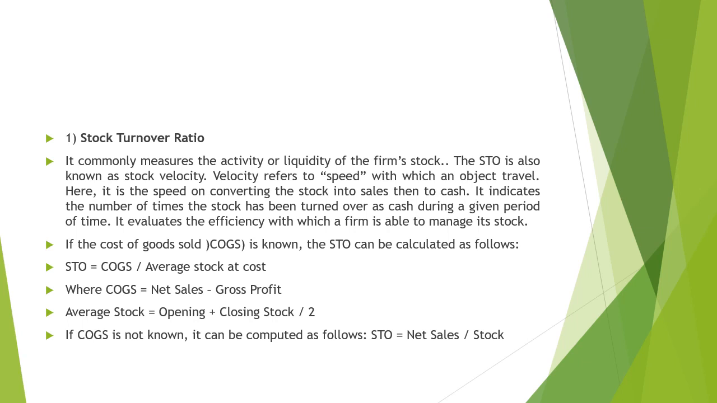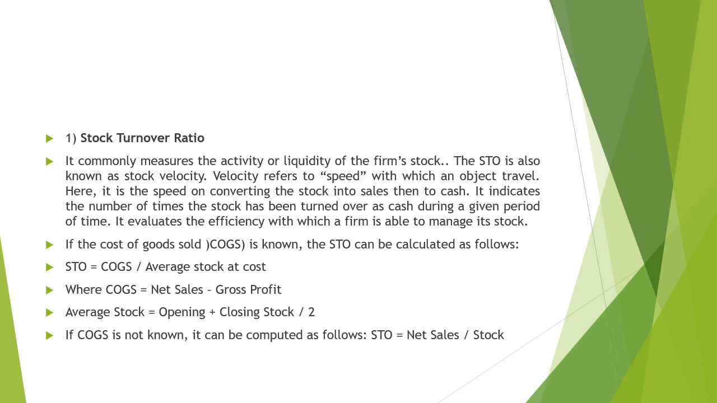If the cost of goods sold is known, then the stock turnover can be calculated with this formula: stock turnover ratio equals COGS, that is cost of goods sold, divided by average stock at cost. Now, how do we calculate the COGS? If it is not given to you directly in the question, then to find COGS, the formula is net sales minus gross profit.